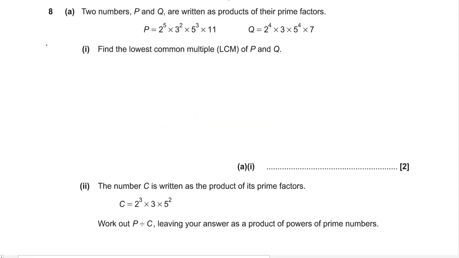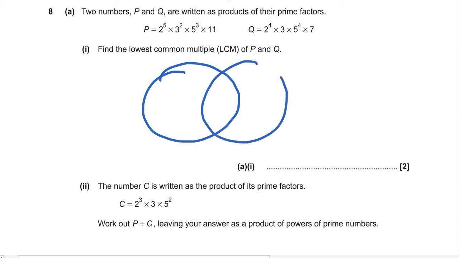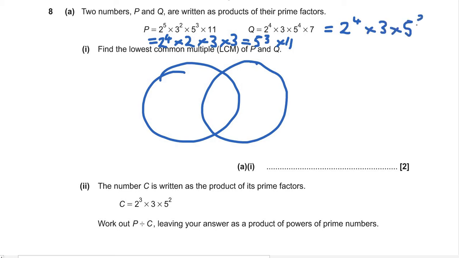Right, two numbers P and Q are written as products of their prime factors. Find the lowest common multiple. Now I like to do this using a Venn diagram. So what we do, first I'm going to write P and Q slightly differently. We want to write it so we can see P as a multiple of everything that Q has. Right, so 5 cubed, fine, times 11, and Q is just the same, times 3, times 5 cubed, times 5, times 7.